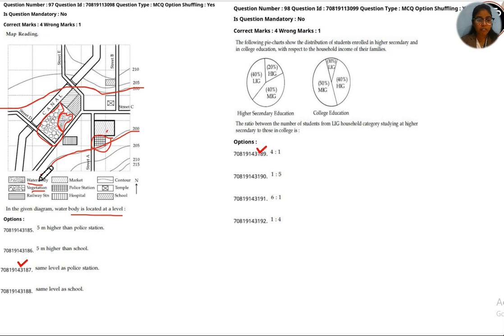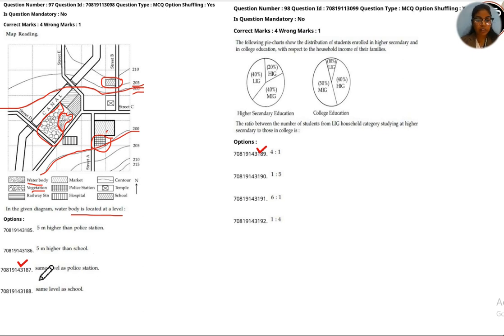Next you have 5 meter higher than the school. Now where is the school? The school is this one. 5 meter higher than the school? No, this water body is at 2000 and the school is at 2005. So the school is at a higher level, not the water body. Actually, the correct statement would be 5 meter lower than the school. Then it would be right, but it is written as 5 meter higher than the school. But the school is already at a level of 2005 and the water body is at a level of 2000.